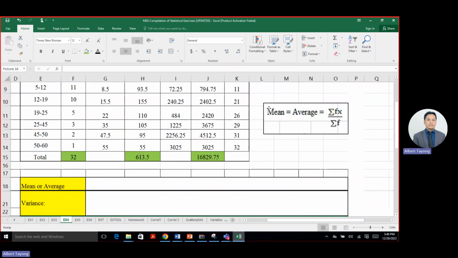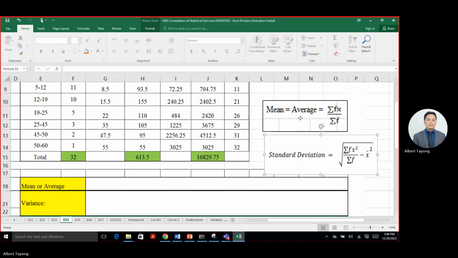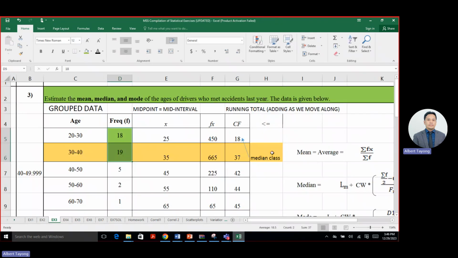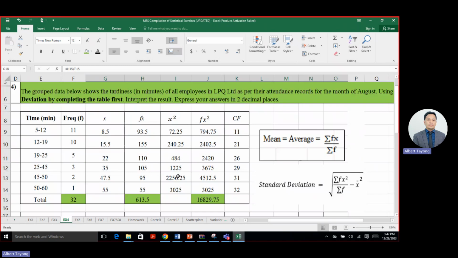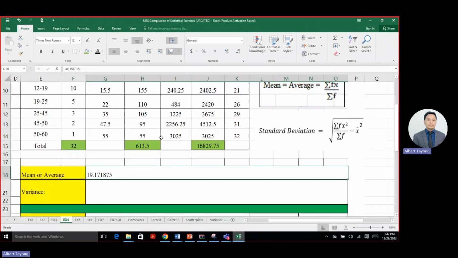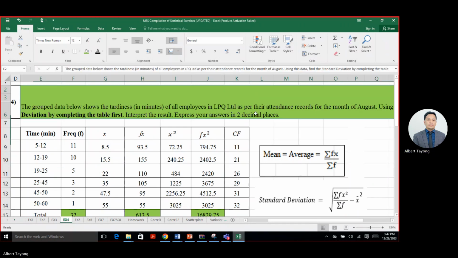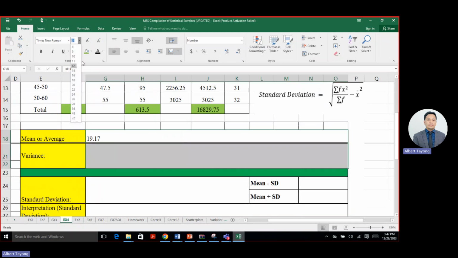So let's now get the mean or the average. All the formulas are here. If not, you can go to x3. You can find the formula of the mean. So equals the total of fx over the total of f. The total of fx is this. This is the total of f. And two decimal places. So you can decrease this. This one is increase. This one is decrease. 19.17.